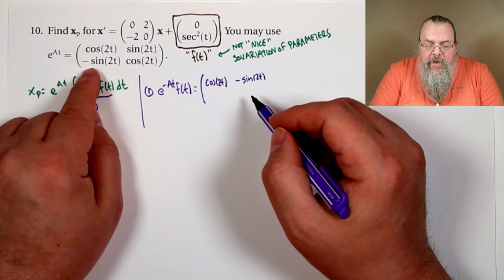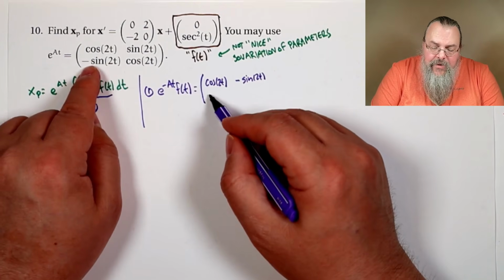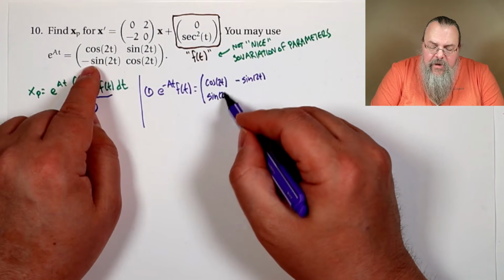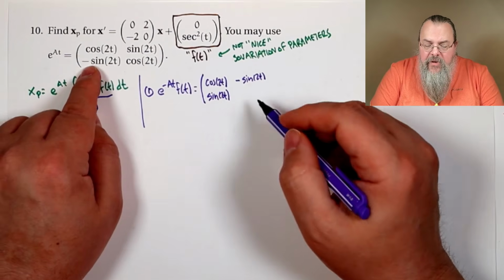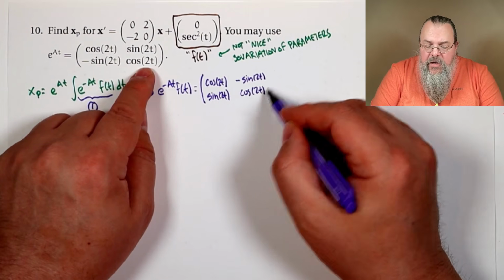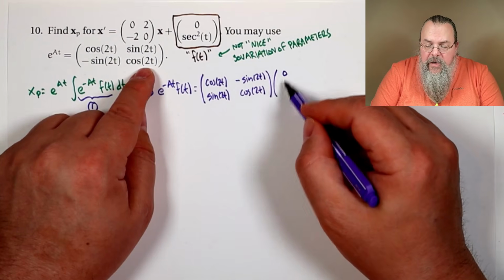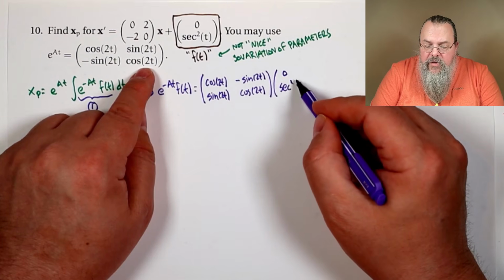Here, minus sine of minus 2t. We have an odd function, so that comes out, and minus minus makes a plus. Cosine minus 2t, even, cosine 2t. And then we have our f of t, 0 secant squared t.